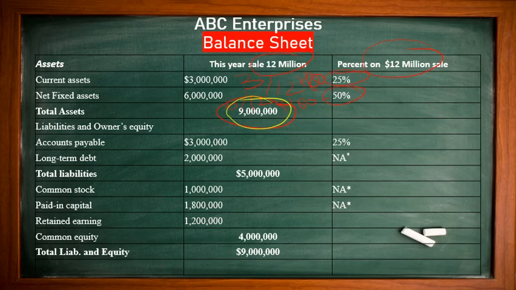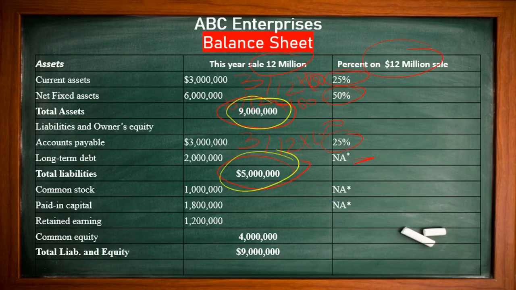Now we go to the liability and owner's equity. We have 3 million as accrued accounts payable. If we use the same 3 million divided by 12 million multiplied by 100, we get 25%. It means accounts payable are 25% of sale as well. Long-term debt is written here as not applicable, which means it will not change. Total liabilities, we can say, are 5 million.